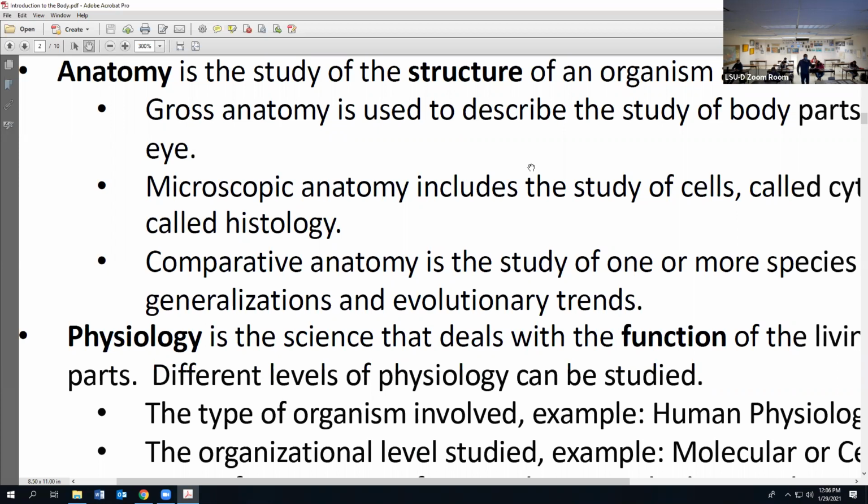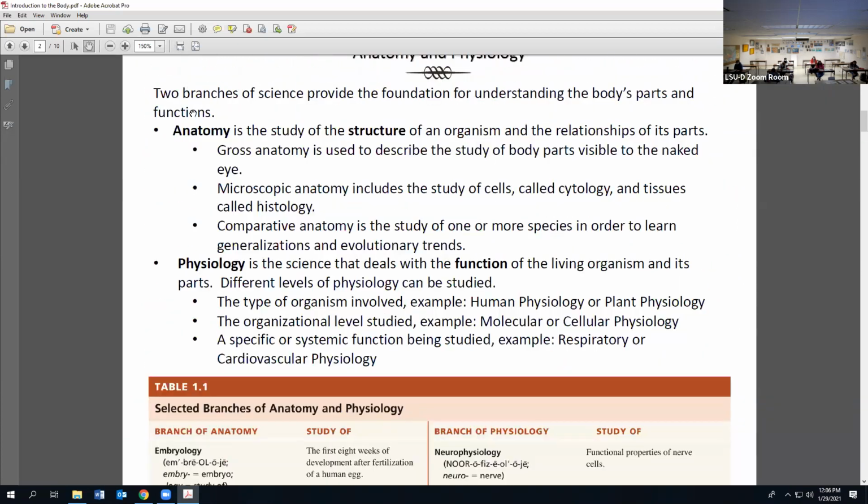So first thing I want to just do is define anatomy, and then I'm also going to define what physiology is. Two principal things that we're going to be studying in this class. These are two branches of science that provide the foundation for understanding the body's parts and functions. Obviously, human anatomy, we're focusing on that in this class, is the study of structure of an organism and the relationship of its parts. Notice I bolded in the word structure. Whereas in physiology, we're studying more so the function of the organism.